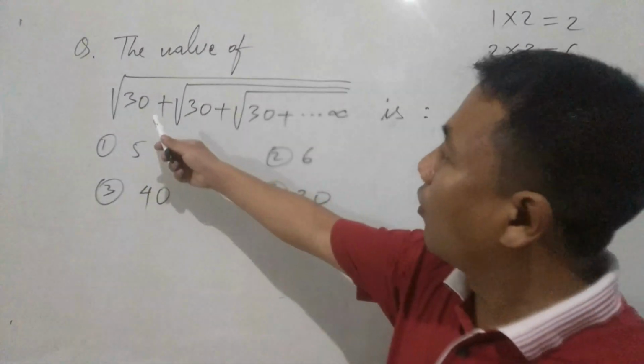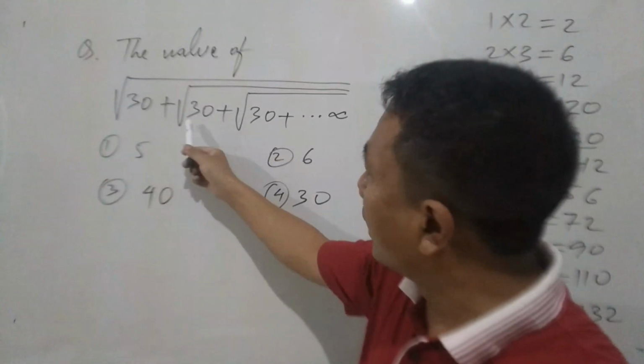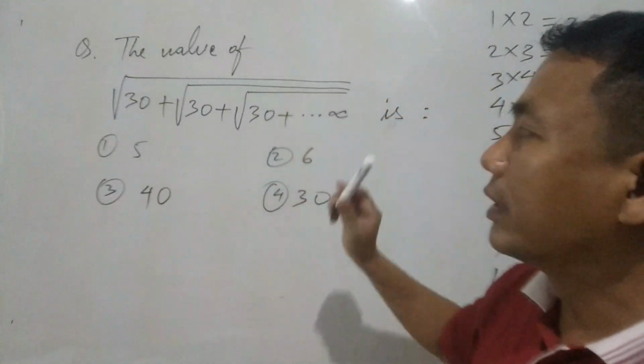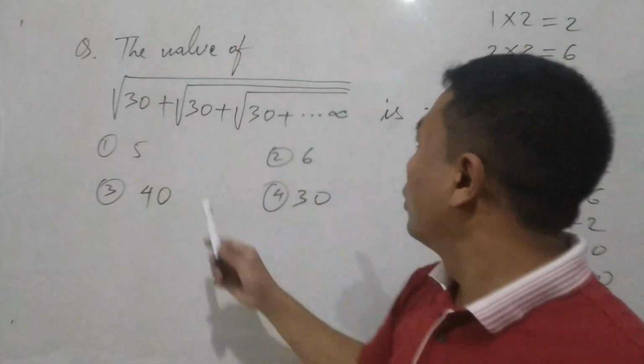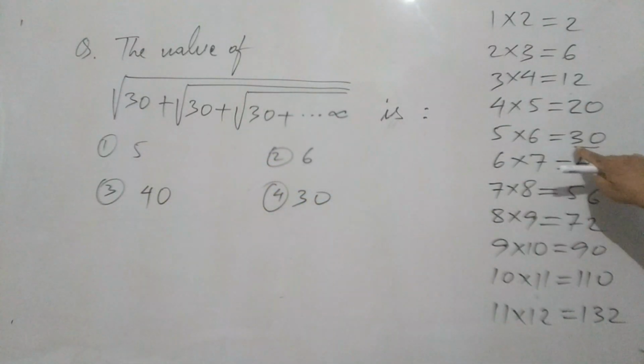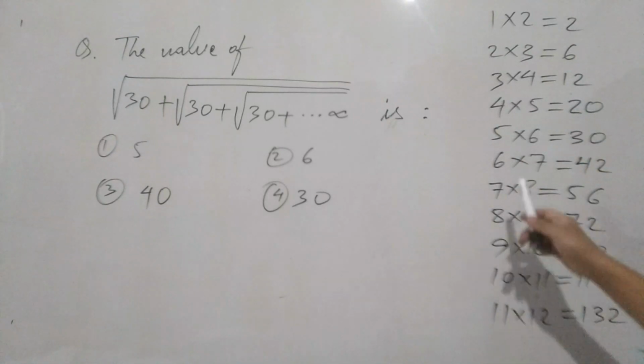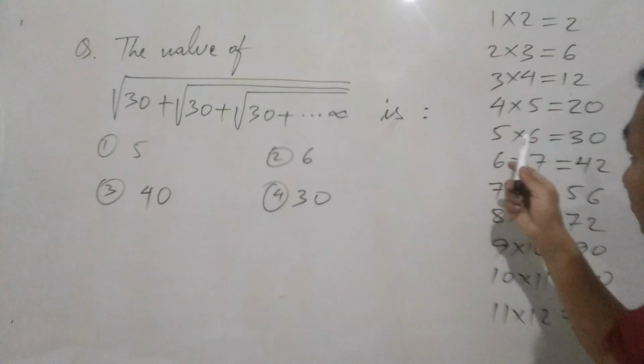What is the value of root 30 plus root 30 plus root 30 plus, up to infinity? Okay, 30 is the product of two consecutive natural numbers. That is 5 and 6. The answer can be 5 or 6.